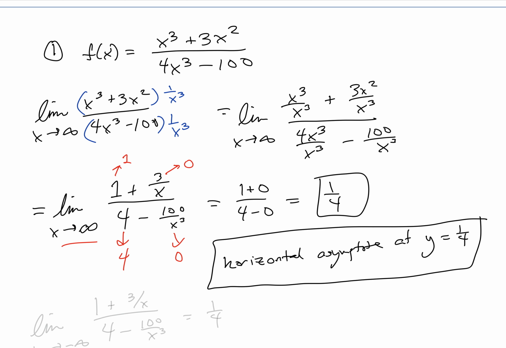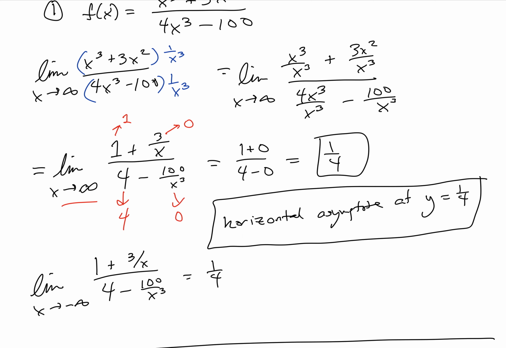goes towards positive infinity. Notice if you put in the limit as x goes towards negative infinity, it would still be, the limit as x goes towards negative infinity of 1 plus 3 over x divided by 4 minus 100 over x cubed. And that would still go to 1/4 as well. So the end behavior in both directions, the function is going towards 1/4. Okay, let's look at our next function.